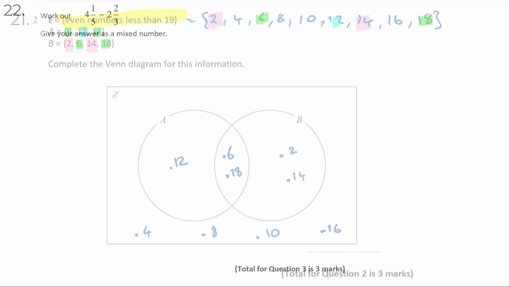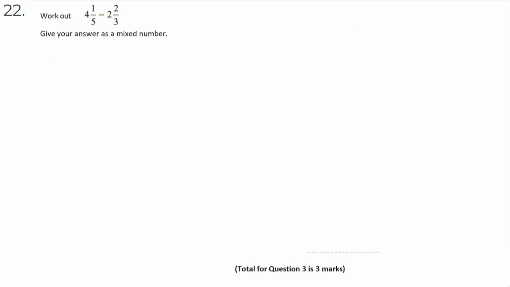Good. Let's move on. Work out 4 1/5 minus 2 2/3. Give your answer as a mixed number. Okay. Well, they're already mixed numbers, aren't they? But they're not super easy to add up when they're mixed numbers like that. So probably the easiest thing is to convert them both into top-heavy fractions, then find a common denominator, then do the subtraction, and then convert them all back again.